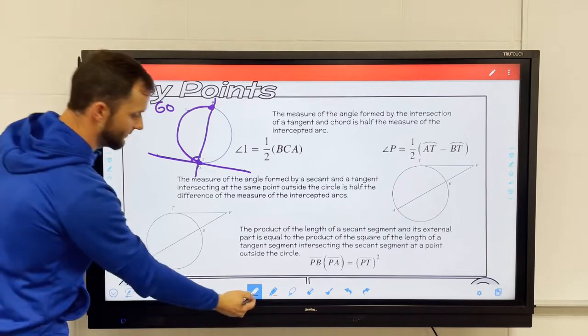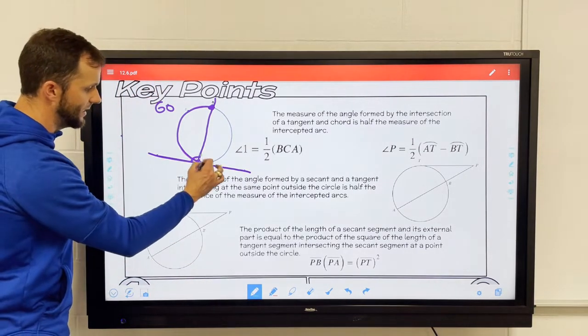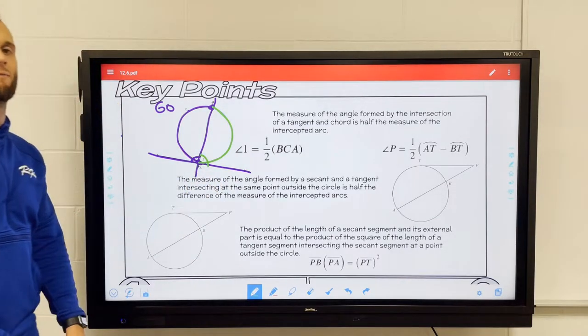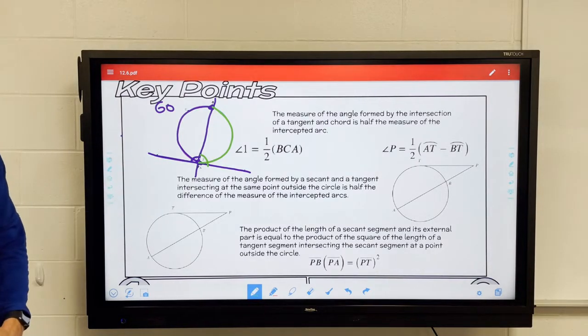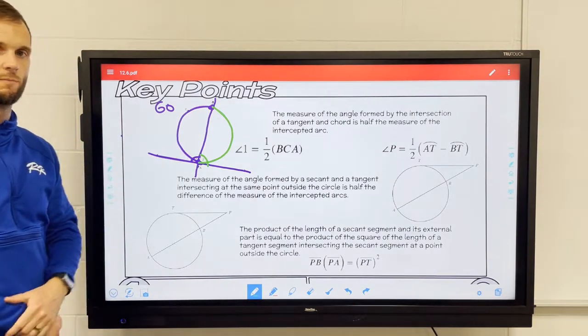So for instance, if I wanted to find angle 2 here, if you look, angle 2 is right here. That means I would take its intercepted arc right here and just take half of it. That's all I have to do in this instance. So it'd be super easy to end up finding that. So again, just take half of that intercepted arc and you should be good to go, okay?